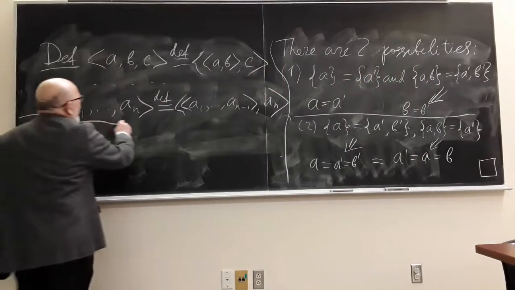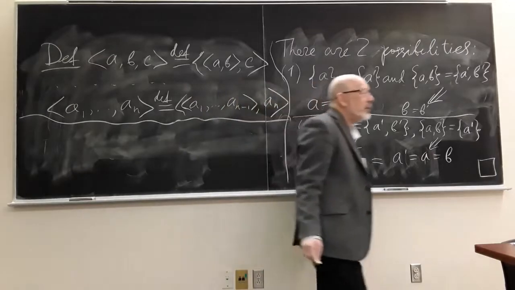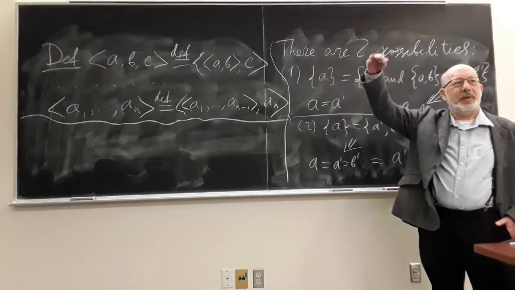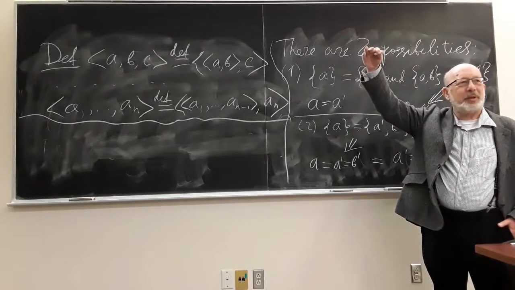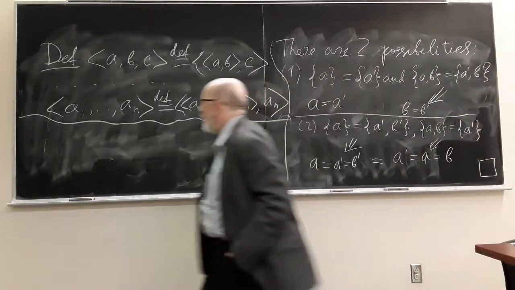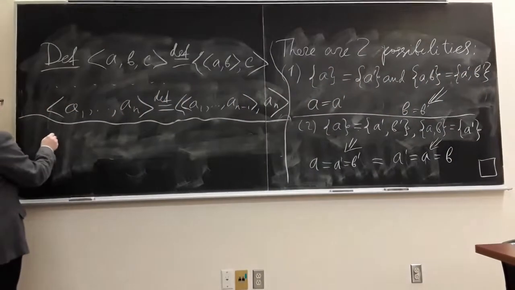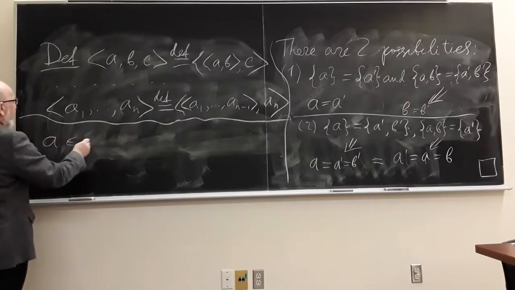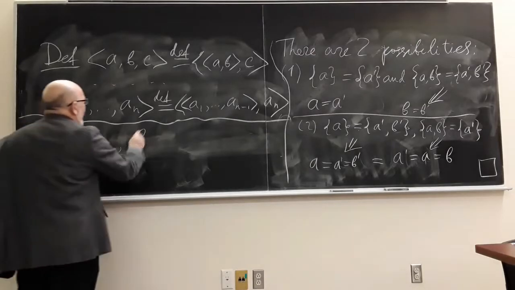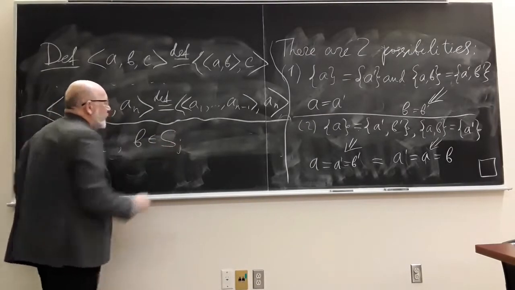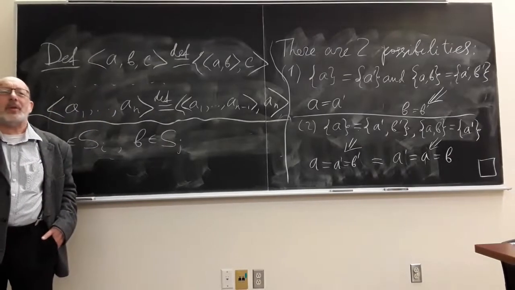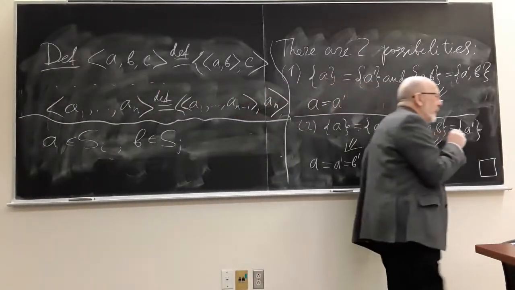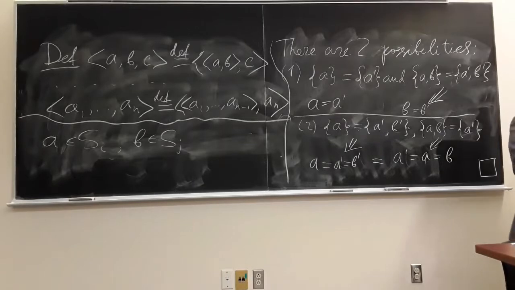Now it is interesting to see where these objects live in our hierarchy of sets, in our superstructure. Suppose that A is in Si and B is in Sj. By the way, here was one misunderstanding, a psychological difficulty.